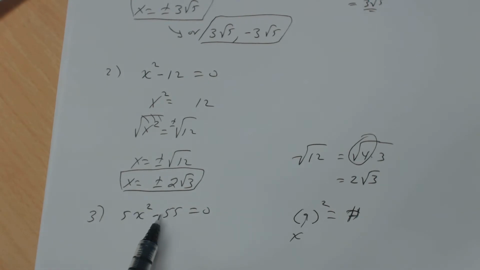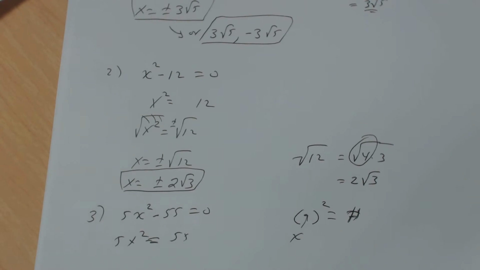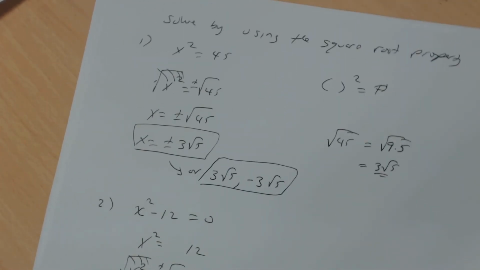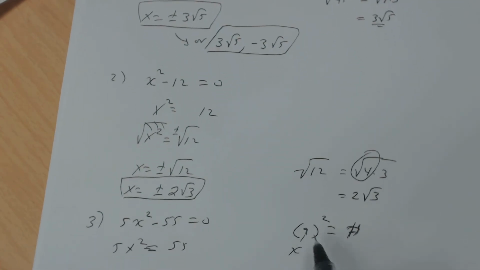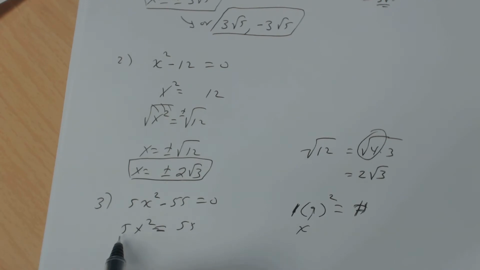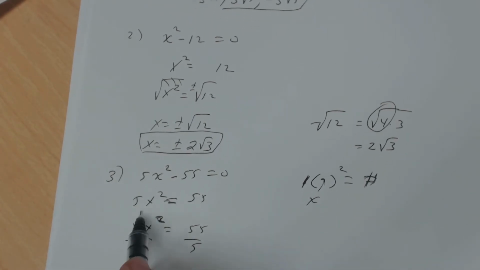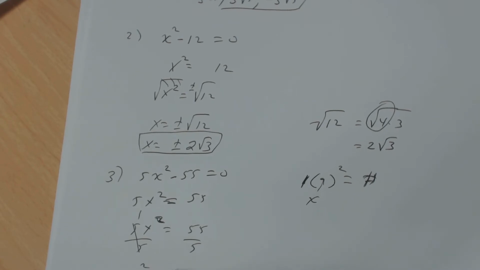So first thing I'm going to do is bring the 55 over. I get 5x squared equals 55. Then I get x squared by itself. Remember earlier we said that when you have it in the form something squared equals a number, the coefficient out front must be 1. Right now it's not a 1, it's a 5, so I've got to divide both sides by 5. 5 divided by 5 is 1, so 1 times x squared equals 11.